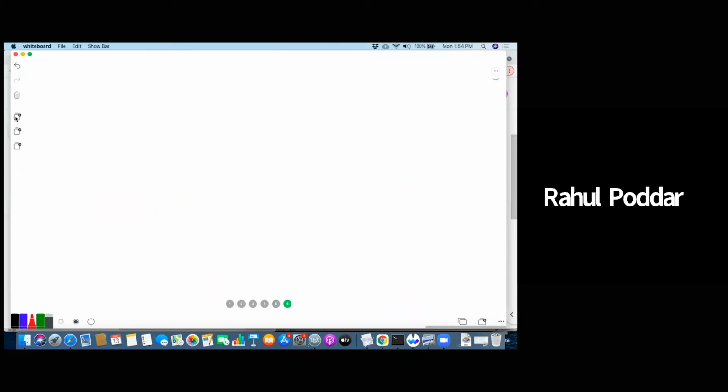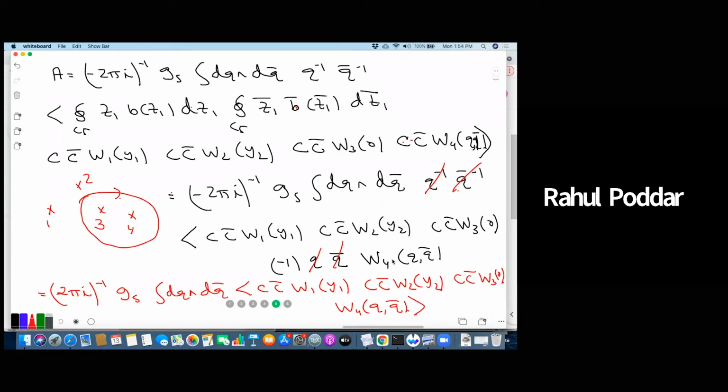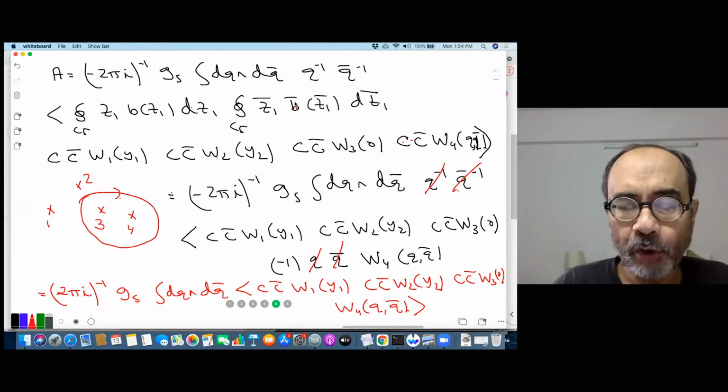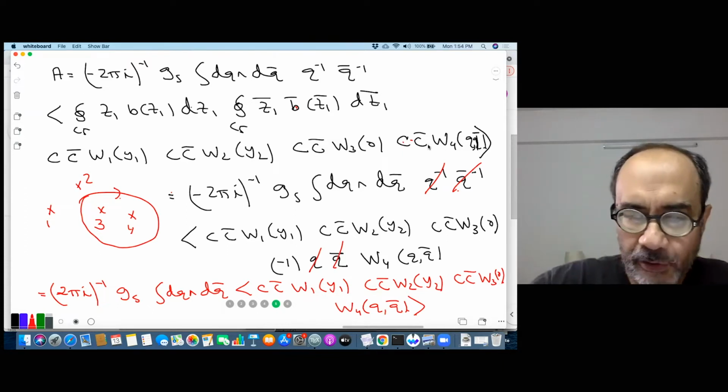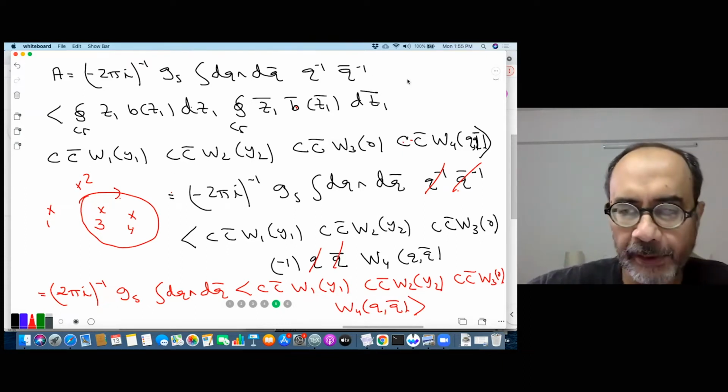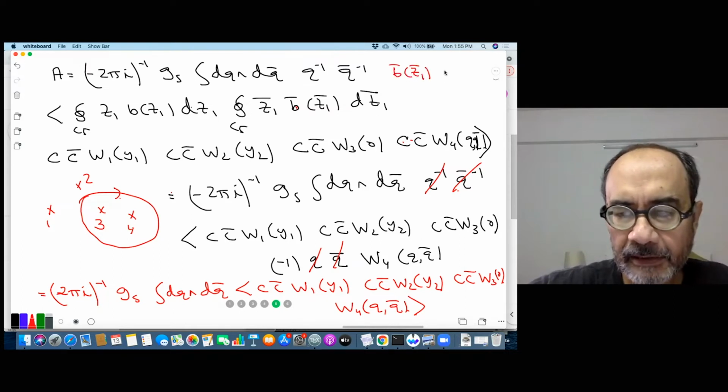Yes, can you explain once again how the C bar factor is taken away? Because when you take this b bar, you are deforming this contour and picking up the residue. So remember the OPE of b bar of z1 bar with c bar of q bar is 1 over z1 bar minus q bar. Okay, there is no c bar multiplying it anymore.